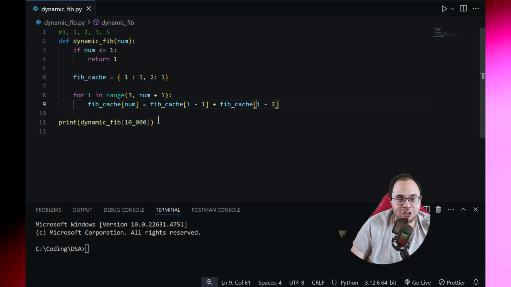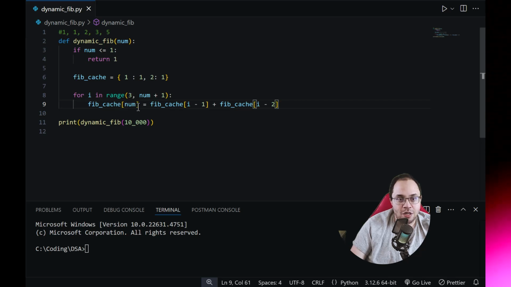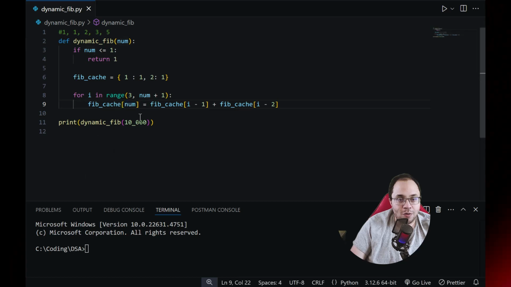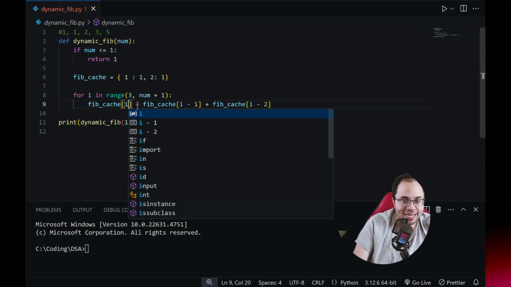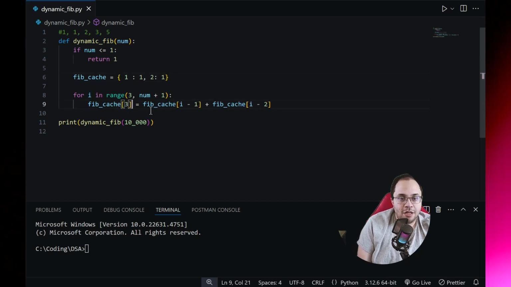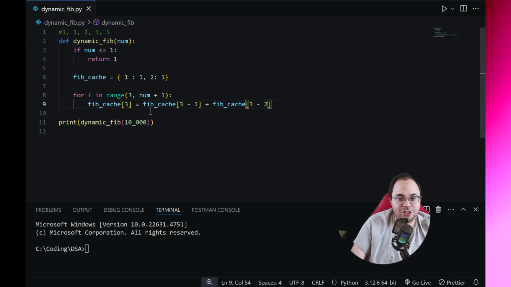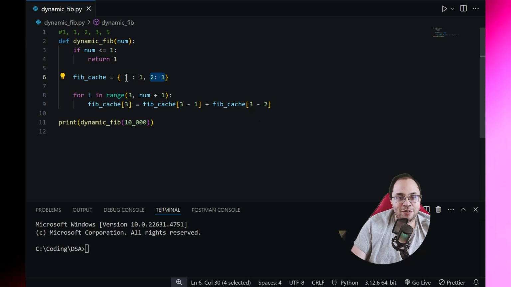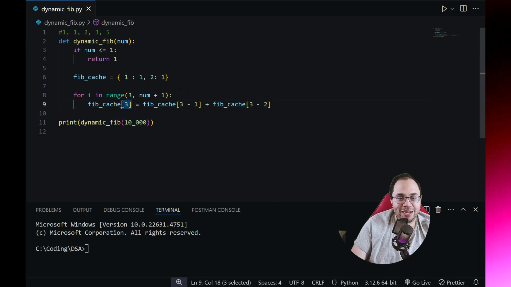I want to help you understand that. For example, we're starting off at 3. Oh, actually, my mistake. This should be fib cache at i. Sorry. Fib cache at i, which is 3, will be equal to fib cache at 3 minus 1 plus fib cache at 3 minus 2. We know what fib cache at 3 minus 1 is, 2. We know what fib cache at 3 minus 2 is. So we'll cache both of these, we'll cache fib of 3 and move up from there.